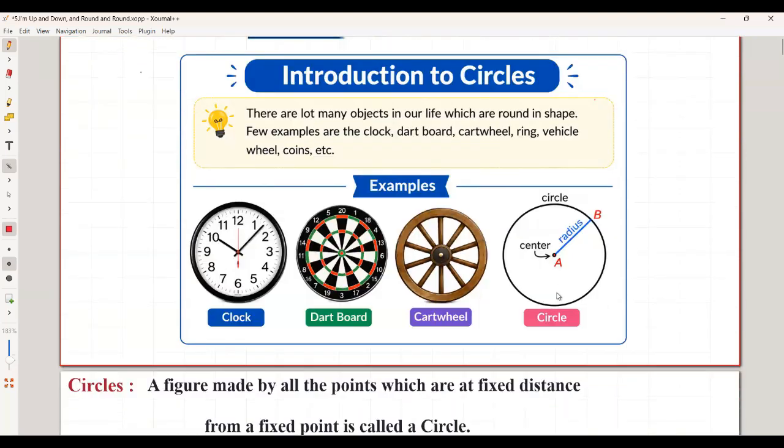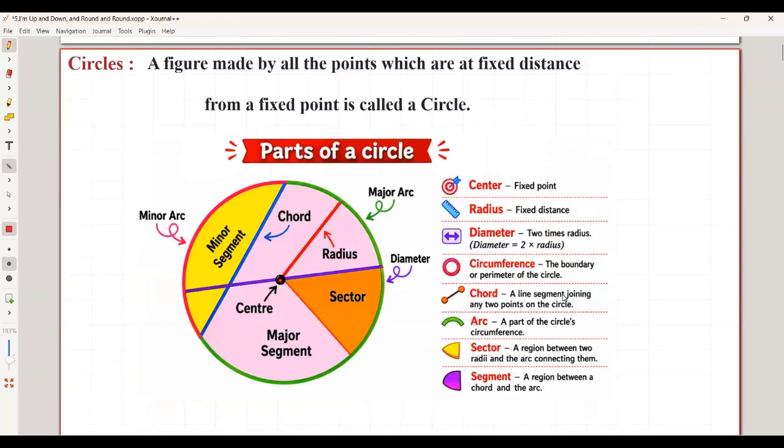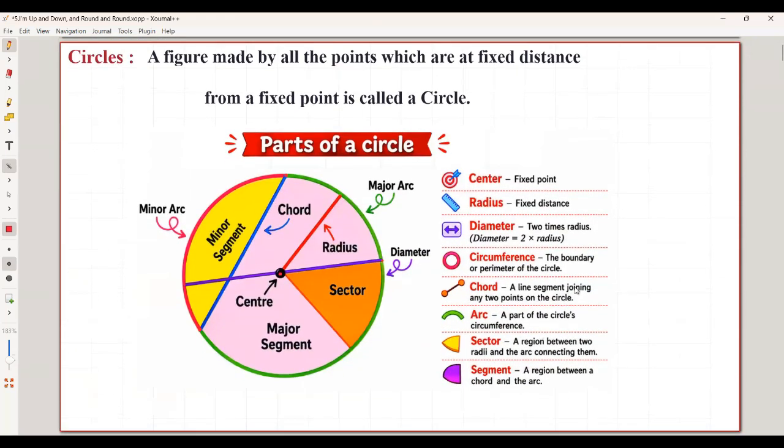Now we'll be learning about the parts of a circle and the definition. First of all, a figure made by all the points which are at a fixed distance from a fixed point is called a circle. This is the fixed point, and from the fixed distance we are taking any point. The fixed distance, that is nothing but the radius.